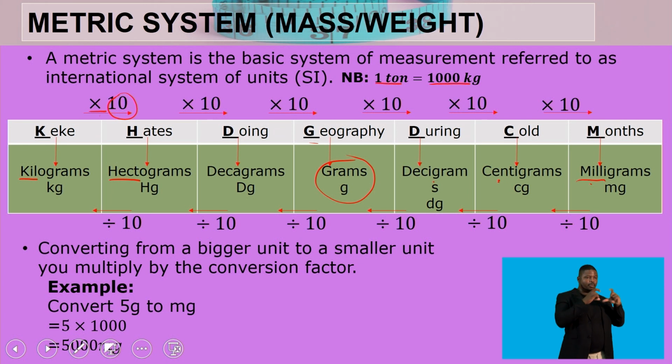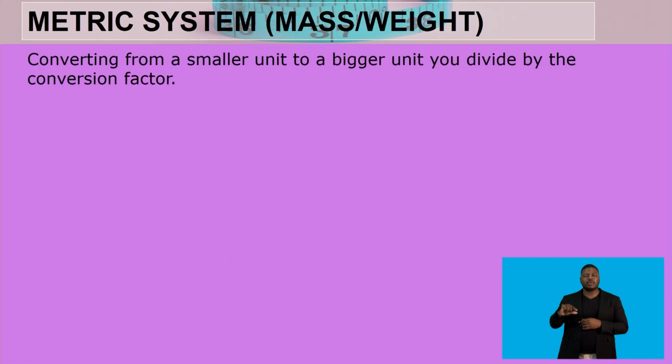Then this is an example. When we're converting from a bigger unit to a smaller unit, you multiply by the conversion factor. An example would be if you move from grams to milligrams. Where is our grams? Here is our grams. We are going to milligrams. Grams to milligrams is from big to small. So what do we do? We multiply by the conversion factor. What is the conversion factor? How many units are you moving? 1, 2, 3. So you multiply by 1,000, you get 5,000 milligrams.